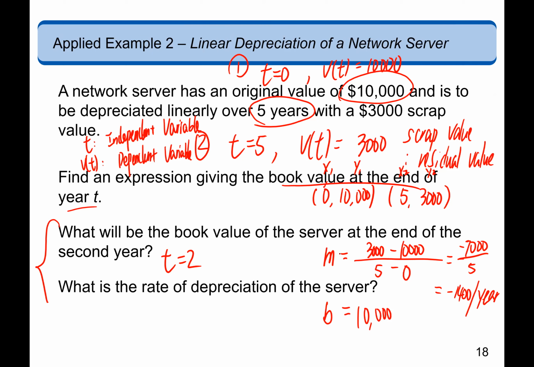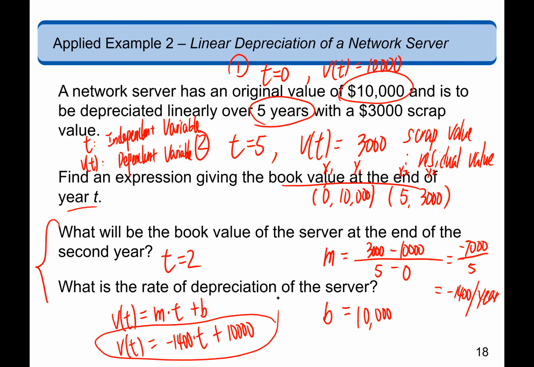And now once you have slope and y-intercept, then we can set up the linear function for this, right? So the value of the machine, V of t, equals m times x plus b. Here the variable is t, so instead of using x, we're going to change it to t. M times t plus b. Okay. So V of t should be equal to negative 1,400 times t, adding 10,000. So this is the linear function we use to model this scenario or this real world problem.